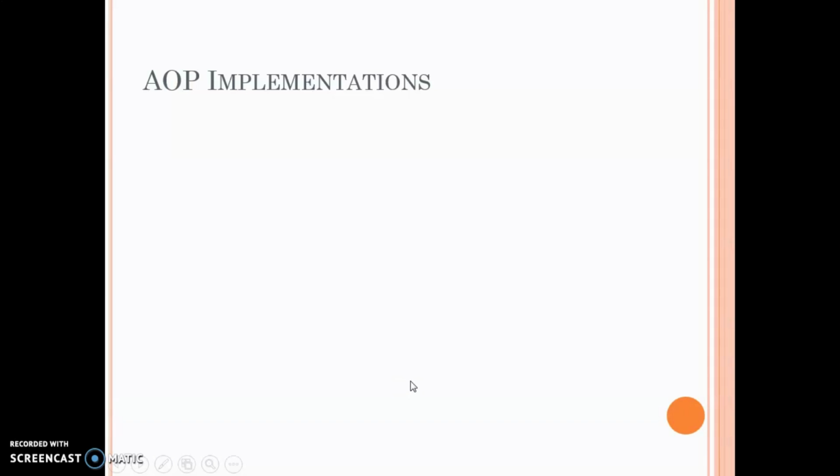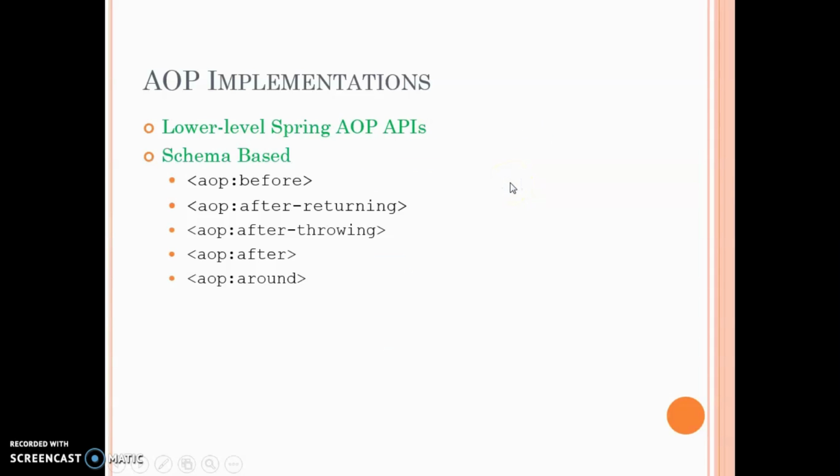In our previous video, we had seen that there are various implementations of AOP, that is the lower level Spring AOP APIs. This was the approach which we had seen as an example in our previous video. We had also seen there are schema based implementations and the AspectJ style implementations which are available. Our today's video is going to focus on schema based implementation, for which you can see these are the various tags which are available, which you can use to implement your different advices, that is before, after returning, after throwing, after, around, etc.